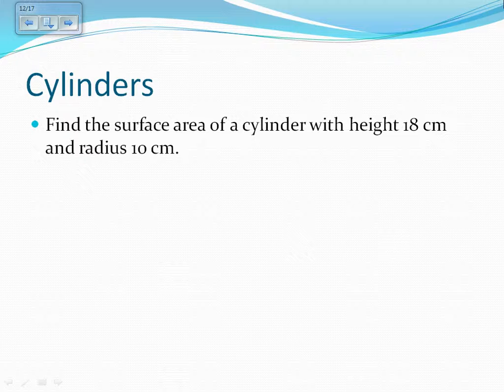So find the surface area of a cylinder with a height of 18 centimeters and a radius of 10 centimeters. Height of 18, radius of 10. Draw a picture. The easiest way to draw a cylinder is two circles right above each other, connected on the side. They're not going to be straight circles, they're going to be ovalish. So really it's going to be two ovals, kind of a flattened circle.